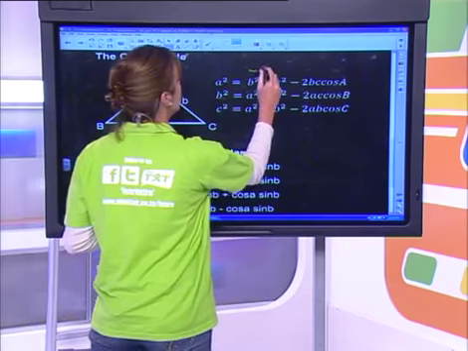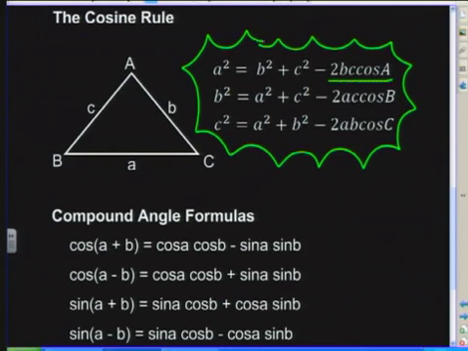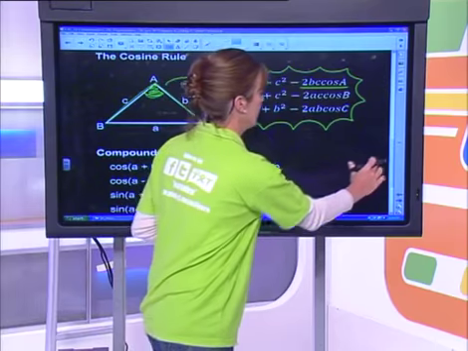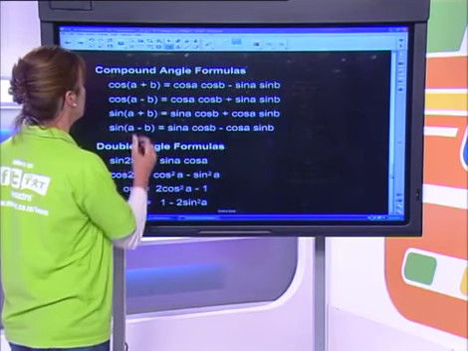Your cos rule, we take the side squared, a squared, which is equal to b squared plus c squared minus 2bc cos A. So if I had angle A and I had side b and side c, that would then be applying to that formula over there. All right, and then very quickly, just to speak about your double and your compound angle formulas. Remember your compound angle formulas.